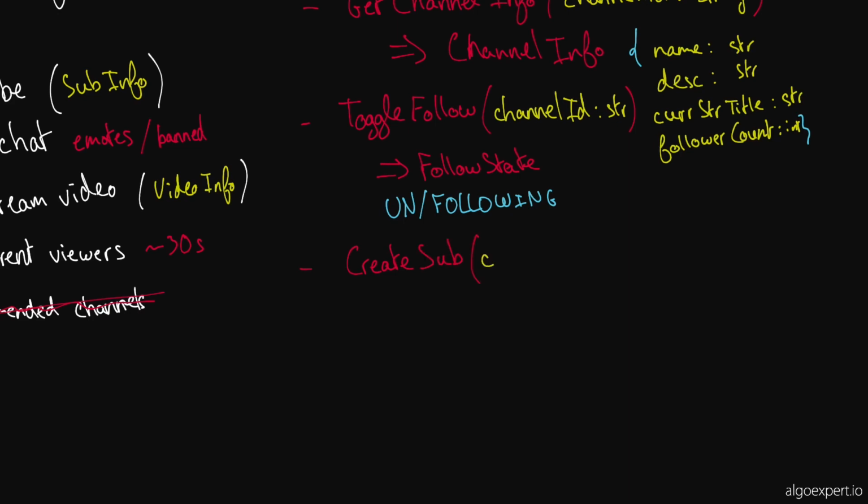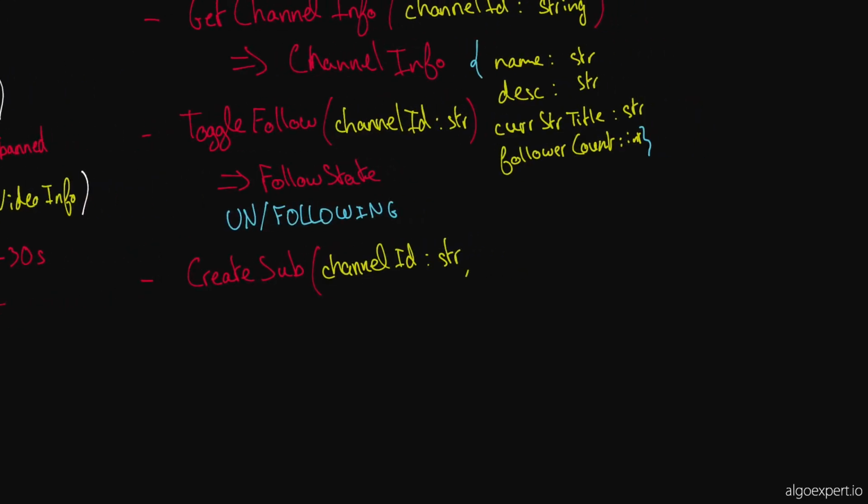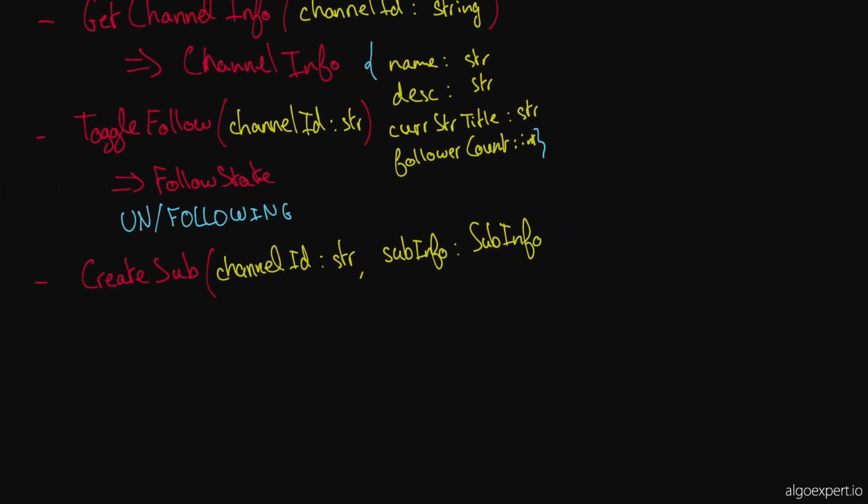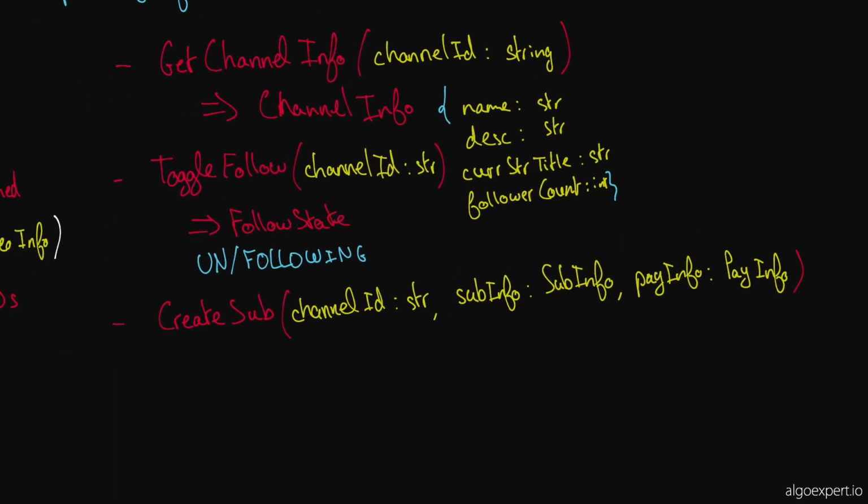This is going to take in a channel ID as usual, which is going to be a string. It's going to take in a sub info, or subscription info. I'll go with sub for short while I write it. Sub info, which is a sub info. We said we don't need to define sub info, the type. We can just treat this as an arbitrary entity for now. And then it's going to take in a payment info. I'll just write pay info, which is also going to be a big entity that we don't need to define. And pay info, again, is just going to be all the details about the payment method.